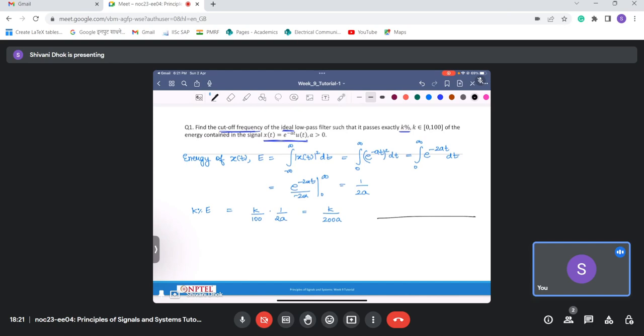Now what we need to find is the cutoff frequency omega c. So what does it mean? So basically this is my low pass filter, which is something like this, let's say with magnitude 1.